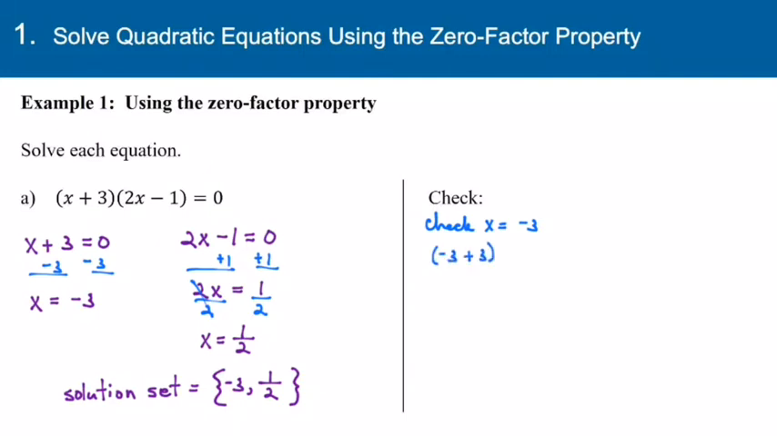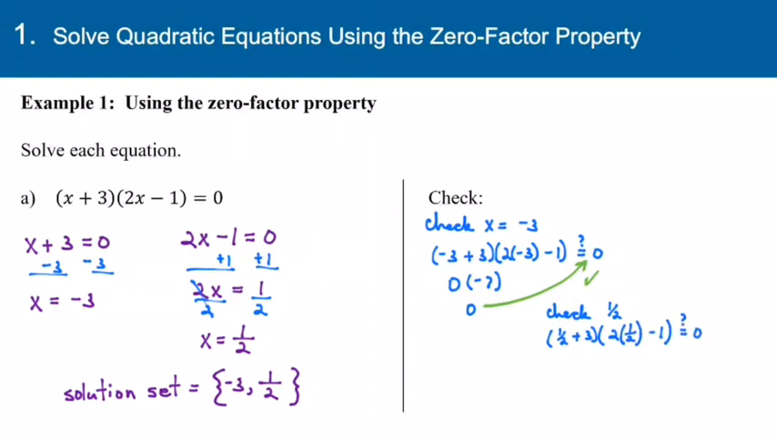If we plug in -3 into our original equation, you can see that -3 plus 3 is 0, and you could figure out what this other factor is. It would be -6 minus 1, it would be -7, but that's not really important because 0 times anything would be 0, and that would make the equation true. And now let's check the 1/2.